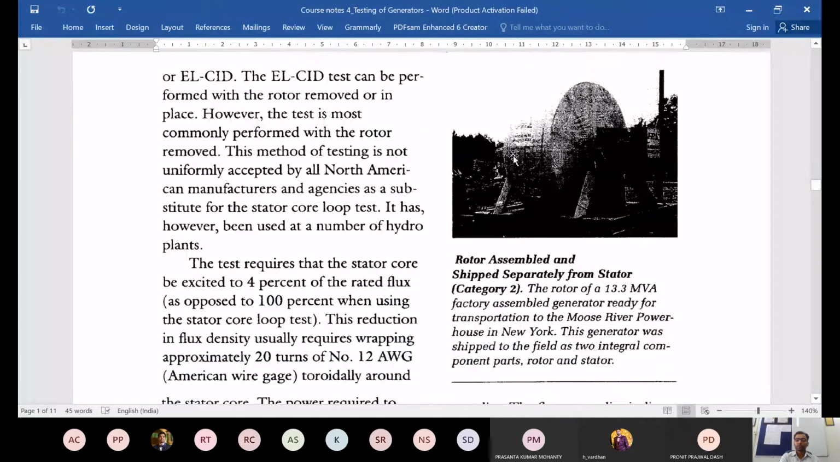This figure here is just a simple photo of a rotor assembled and shipped separately from the stator. So there is a rotor of a category 2 generator. As you can recall, category 2 generators are those where the rotor and the stator are both assembled at the factory, but they are shipped separately to the powerhouse, usually as two or three components, with the stator being in two different halves. And this category of generators typically has a rating of 6 MVA to 20 MVA.